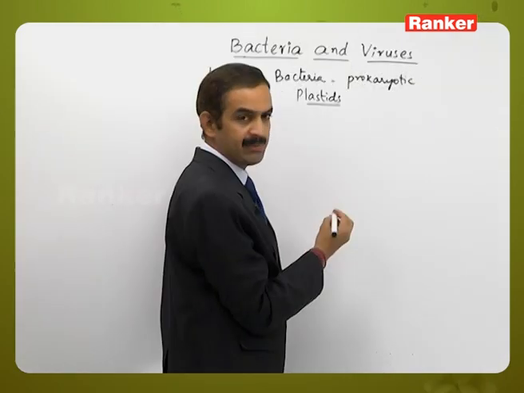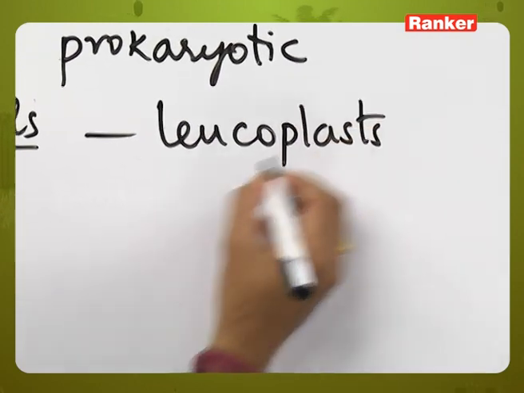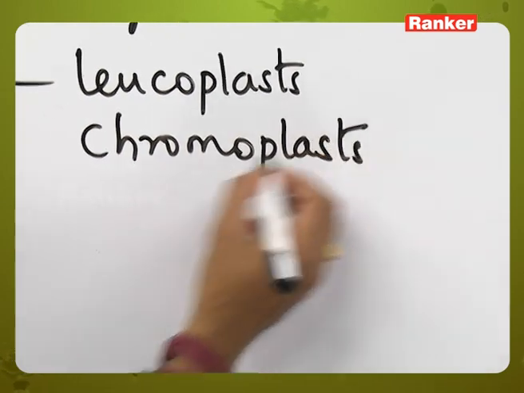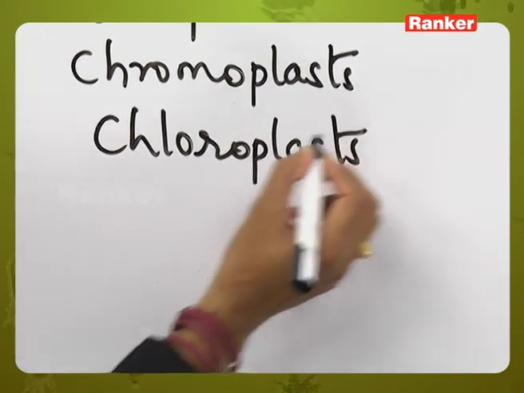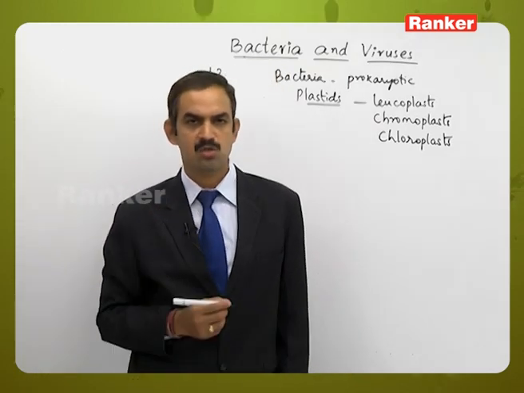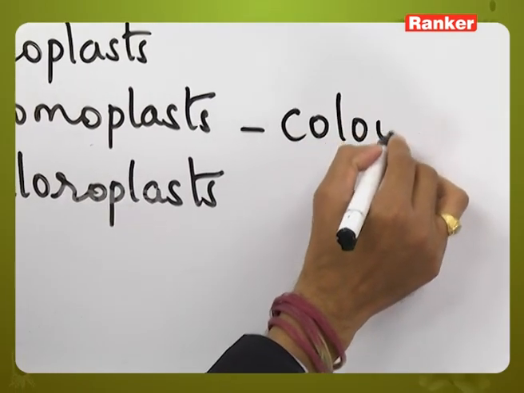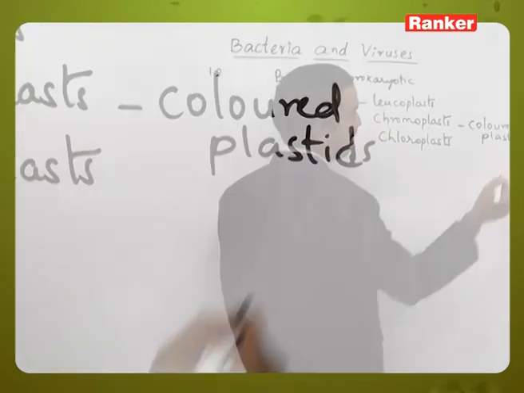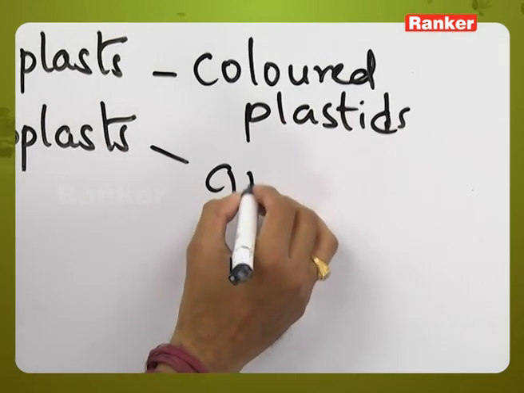Here plastids are of three types. Those are called leucoplast, chromoplast, and chloroplast. Actually, to say, leucoplasts are the colorless plastids which are concerned with storage of food materials, and chromoplasts are the colored plastids, the ones which provide all colors except the green color, and chloroplasts are the green colored plastids.